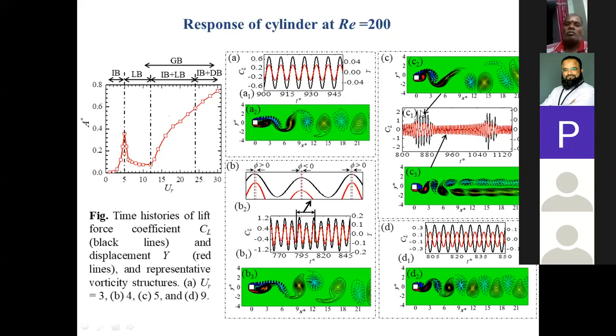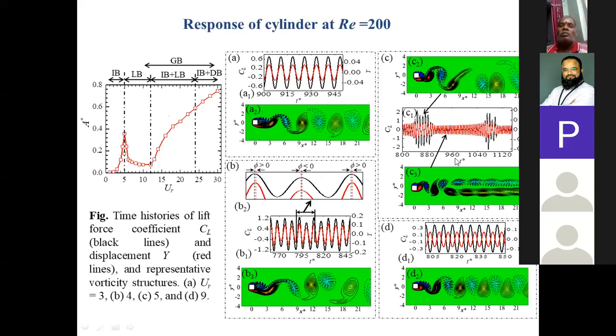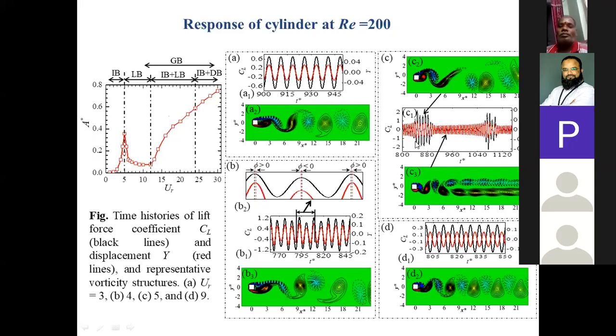And further, if you increase the reduced velocity to UR equals 5, we get two different kinds of patterns. You can classify them into two different branches: one where the amplitude is larger, and one where it is lower. So correspondingly, we have two different flow patterns.